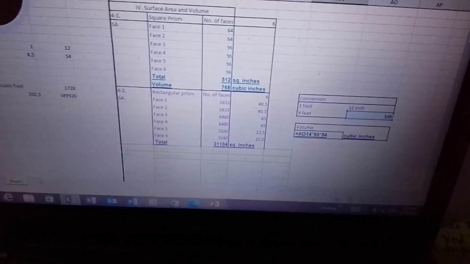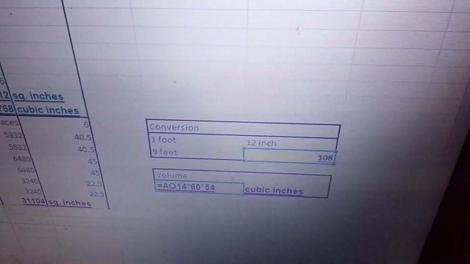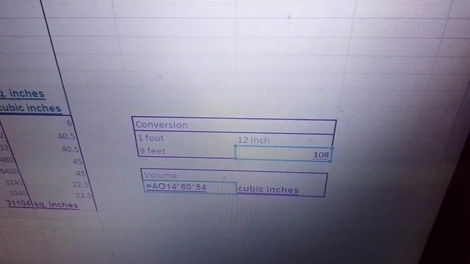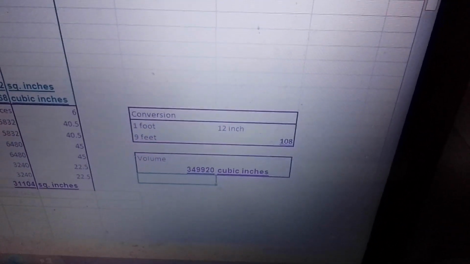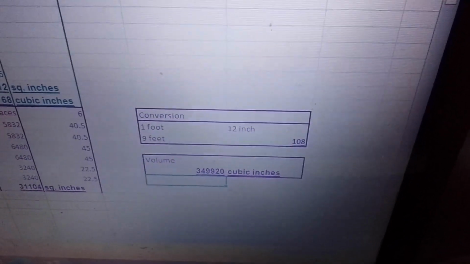54 times 90 times 60. Ito yun. So, this is our answer. Ito yun, di ba? Bakit yan? Ayan yung conversion ko sa foot to inches. So, 108 times 60 times 54 equals 34,920 cubic inches. Yun lang. And that's pretty easy, right? So, that's it.